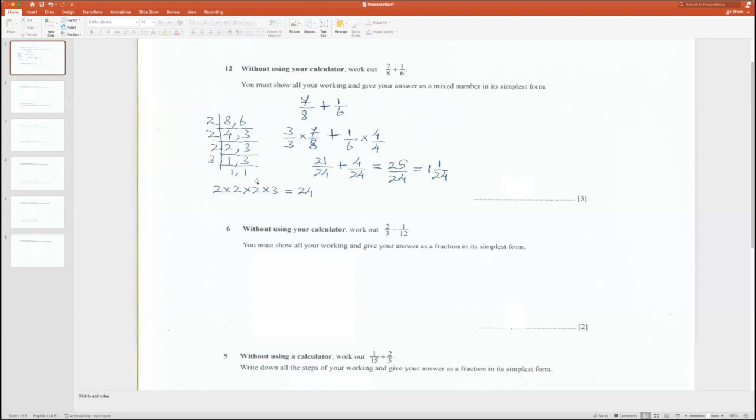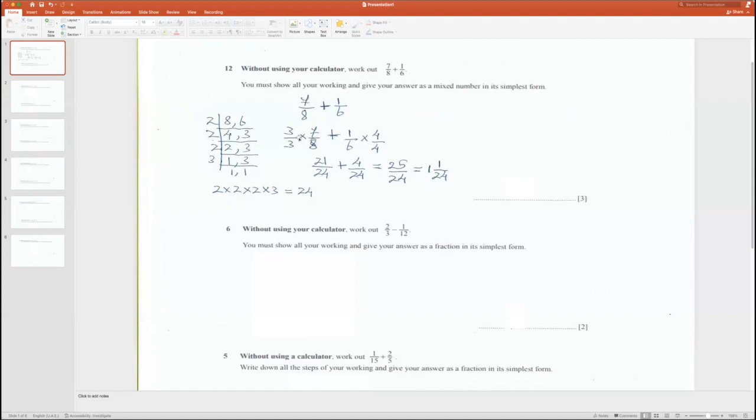So finally we are getting 1. Then we have to multiply these prime numbers to get the common denominator. So 2 into 2 into 2 into 3 is 24. Then the common denominator is 24.